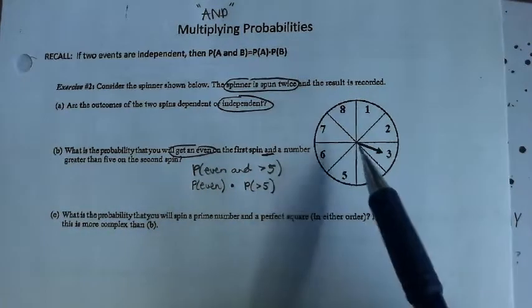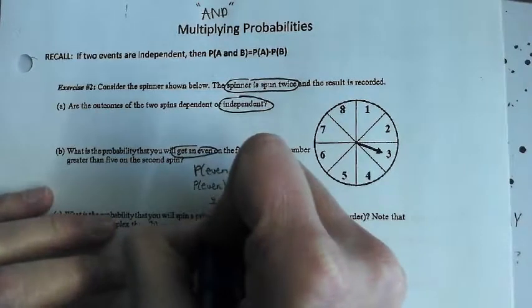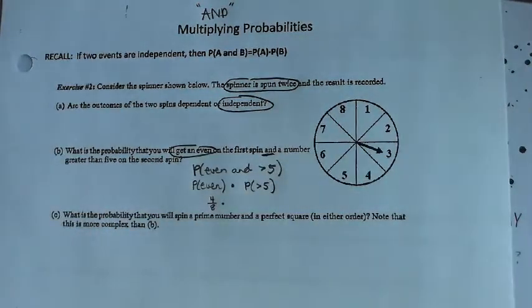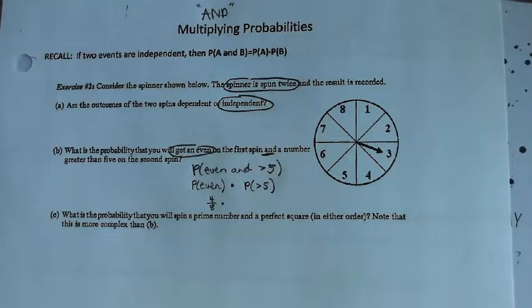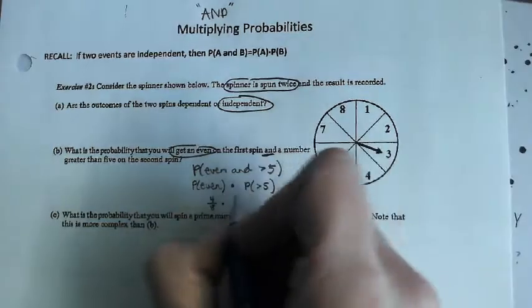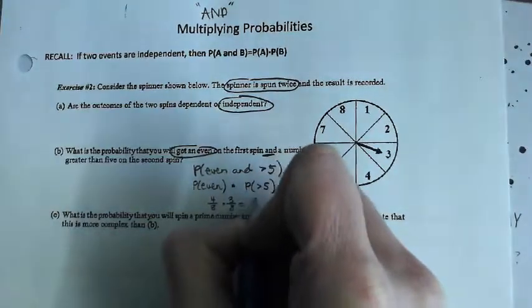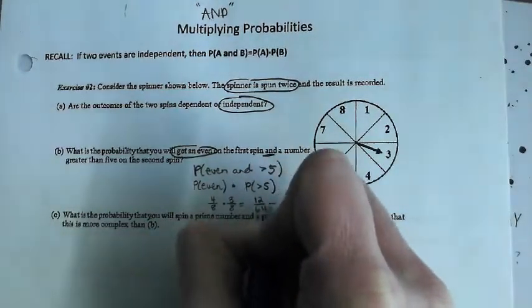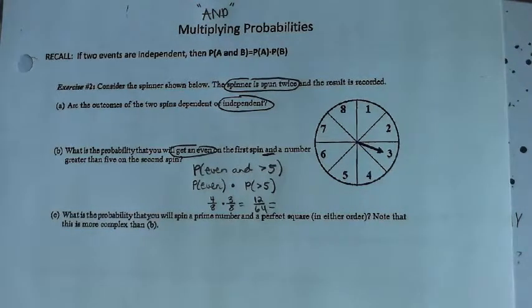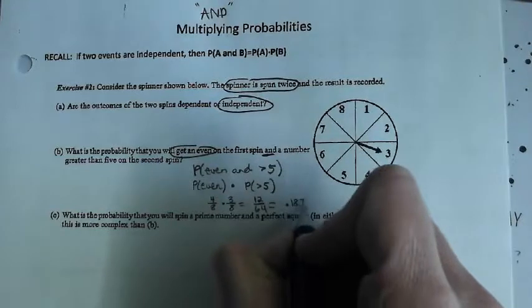So out of our 8 results, 4 out of the 8 are even. And out of our 8 results, how many are greater than 5? 3. So 3 out of 8. So you multiply those and we get 12 out of 64, which reduces, and I'll make it a decimal, 0.1875.